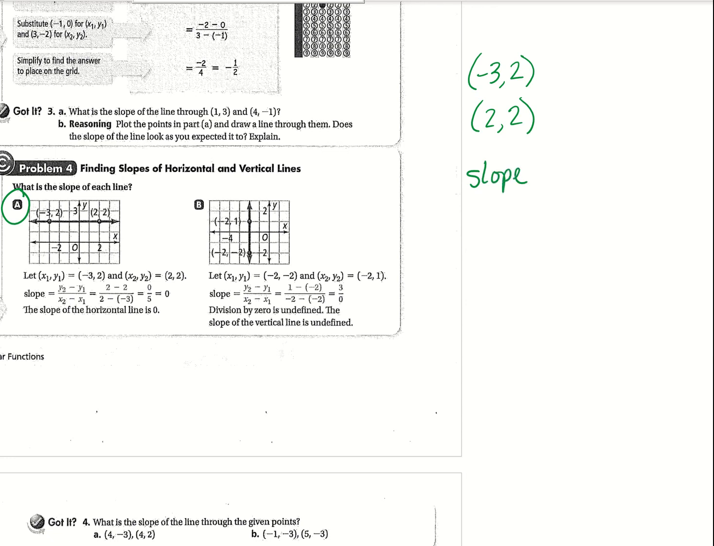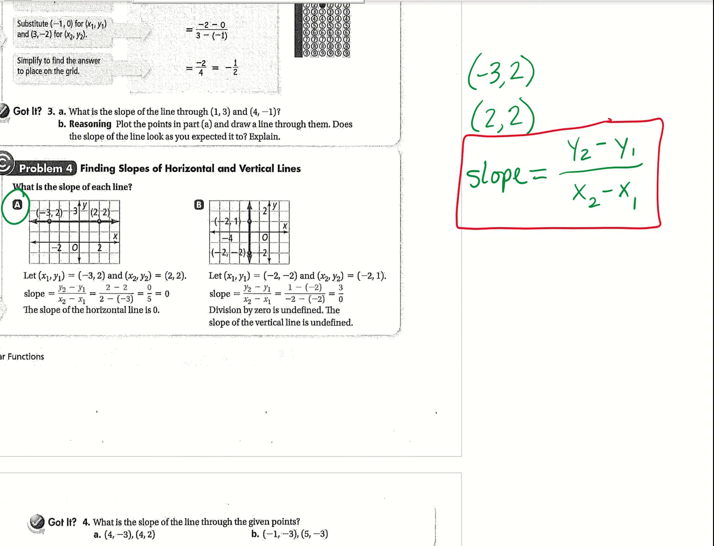So this is really important that you get written down. We have slope equals y2 minus y1 over x2 minus x1. Make sure you get this written down. One thing I will add to this: it doesn't matter which y value you use as y1 or y2, and the same thing with x1 and x2. It's just important that you keep it consistent.